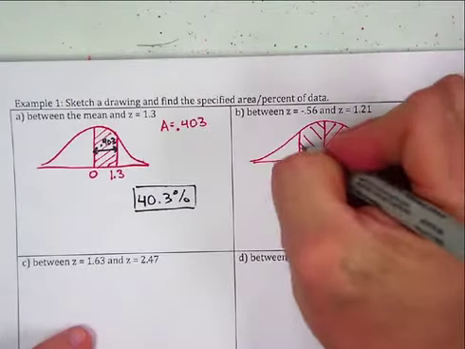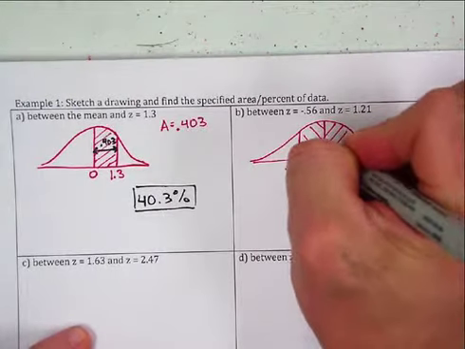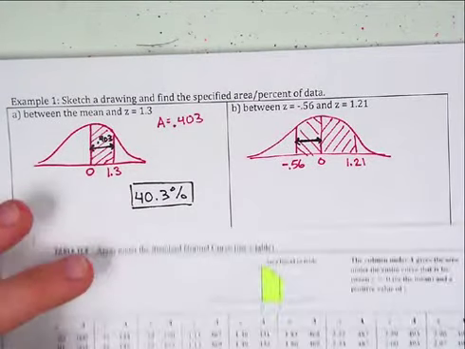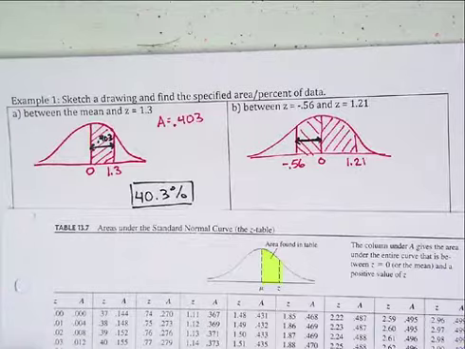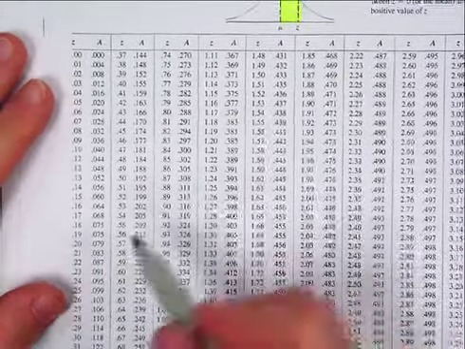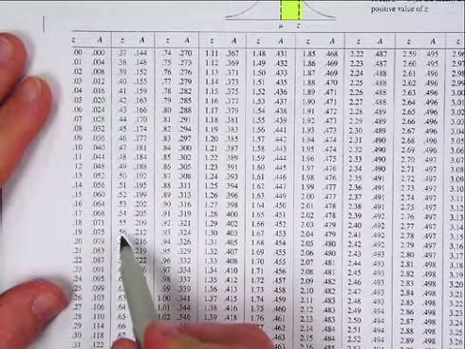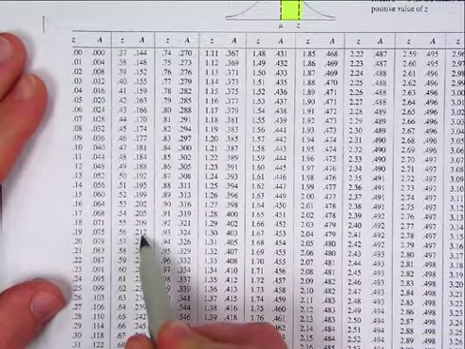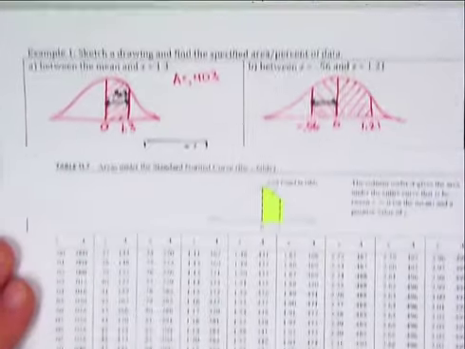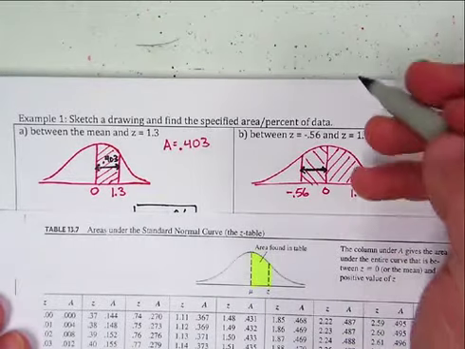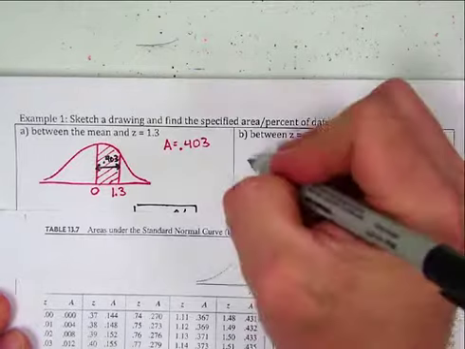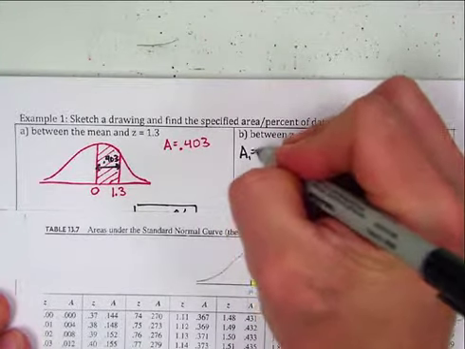Now again, when we find our areas, it's always from the mean to the z-score. So let's look at z of negative 0.56. Now negative 0.56, we want to look at positive 0.56. And you can see it gives us an area of 0.212. We're just going to record that in here. Okay, so our first area is 0.212.